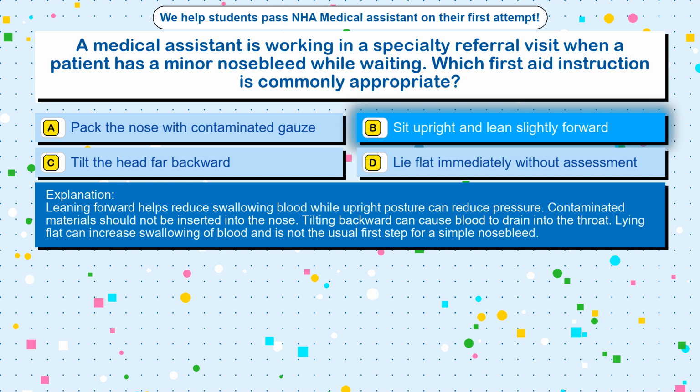Tilting backward can cause blood to drain into the throat. Lying flat can increase swallowing of blood and is not the usual first step for a simple nosebleed.